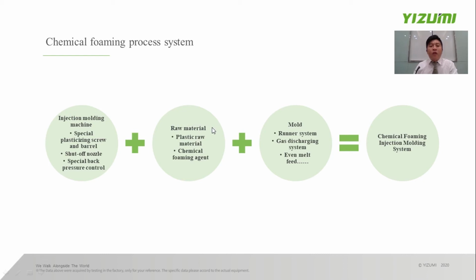And the chemical forming agent will be added into the material. Thirdly, the mold design. The mold design should be upgraded to meet the requirements, such as the hot runner system and the sequential control system.